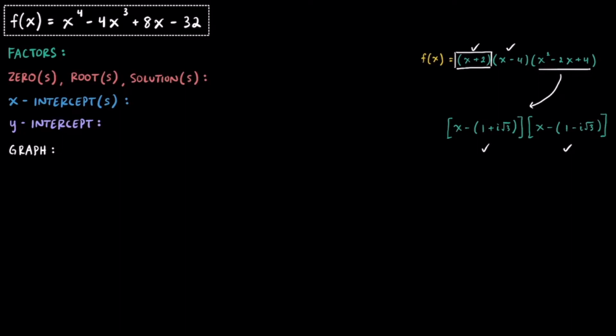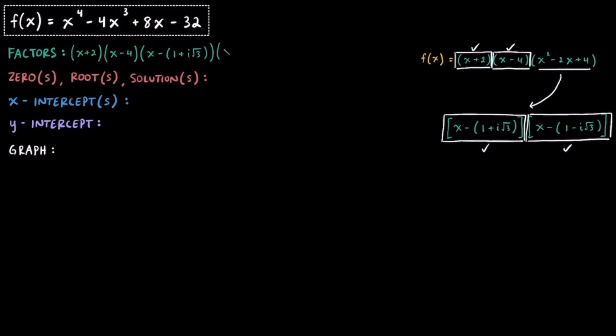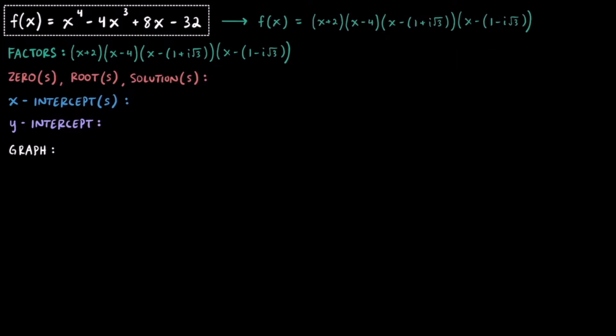So for our factors here, we have x plus 2, then we have x minus 4, then we have x minus the quantity of 1 plus i root 3, and then finally we have x minus the quantity of 1 minus i root 3. This is what our original polynomial looks like in factored form.